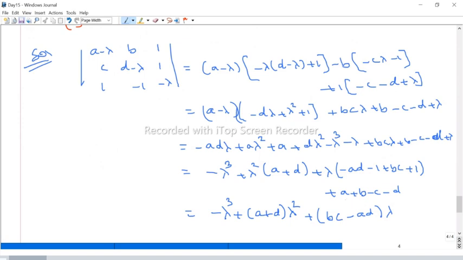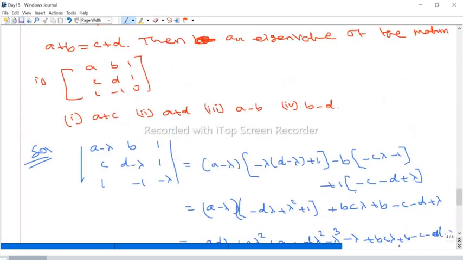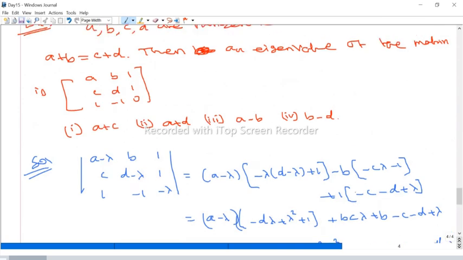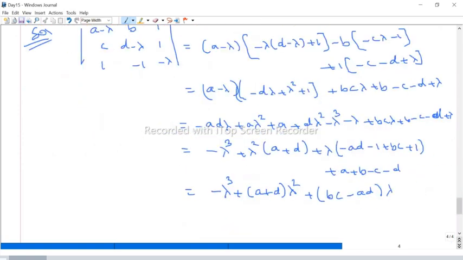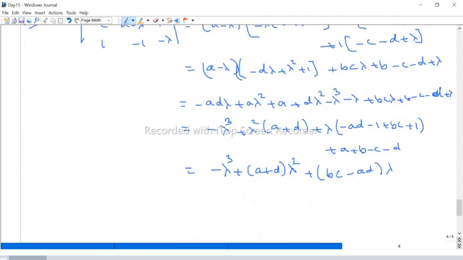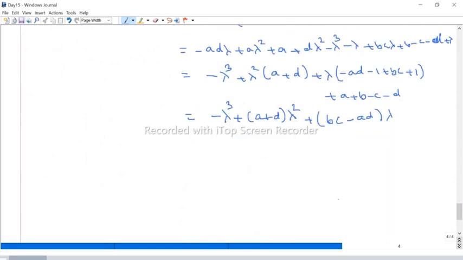But we know that A, okay, look at this here. So what is this? A plus B equal to C plus D. You can take C plus D to this side. We get A plus B minus C minus D is 0. Therefore, this entry should be 0. The last entry should be 0, right? So therefore, we'll get a quadratic polynomial. So therefore, you can take lambda outside.